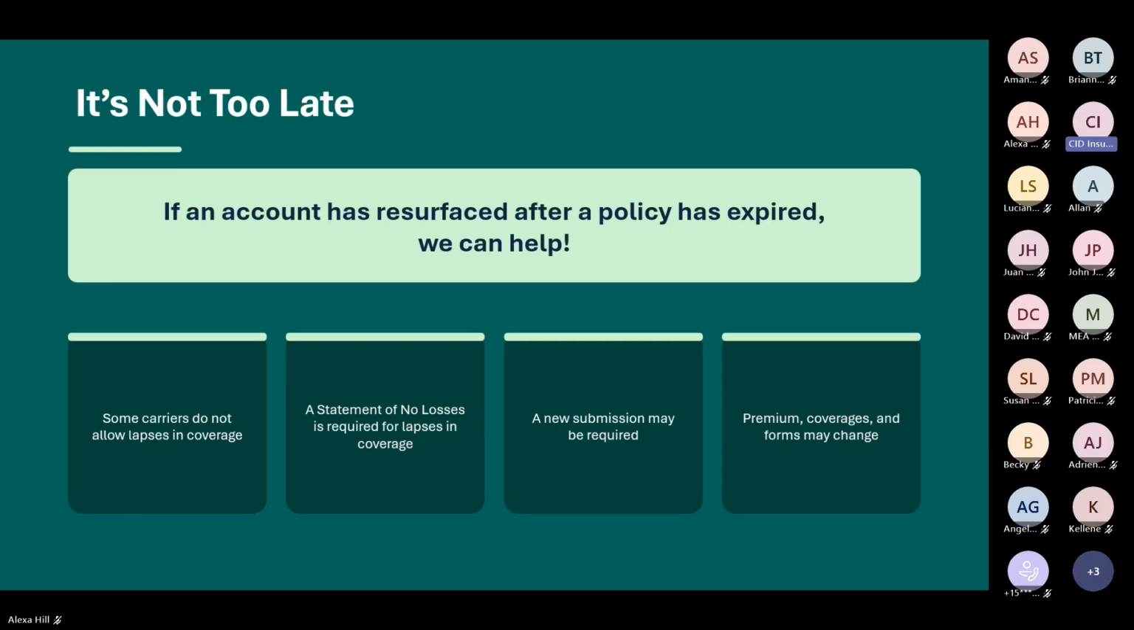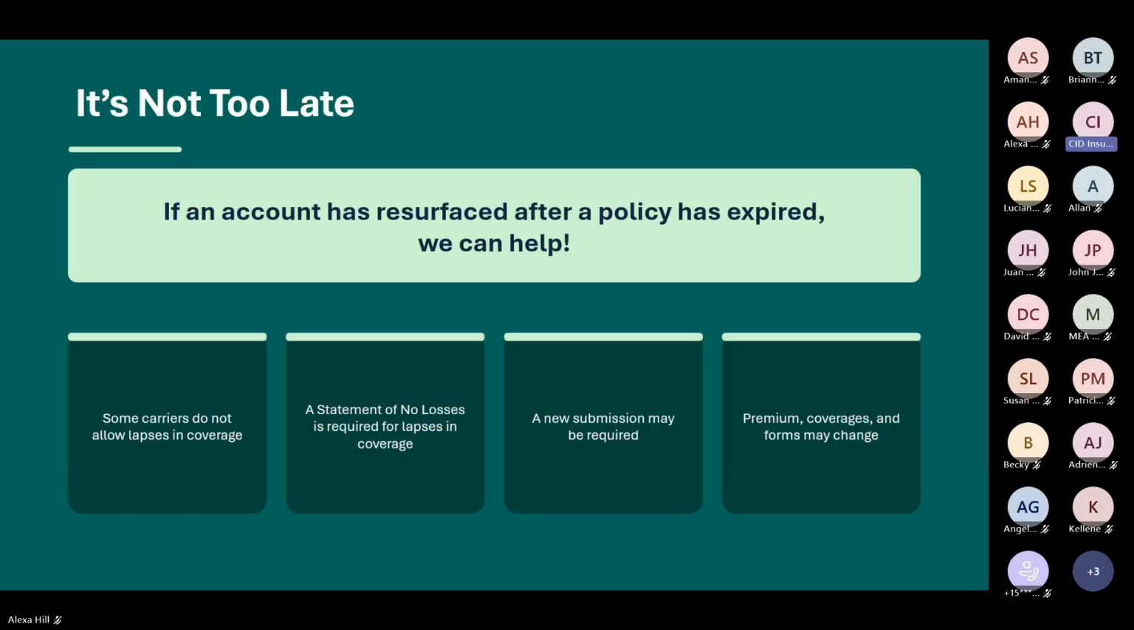While some carriers don't allow for lapses in coverage, I would argue that most surplus lines markets will consider quoting accounts that have lapses, as long as the insured has remained loss-free for the lapse period. Terms will always be subject to a completed, signed and dated, no known loss letter for the lapse in coverage through the date in which the insured gets coverage back in force.